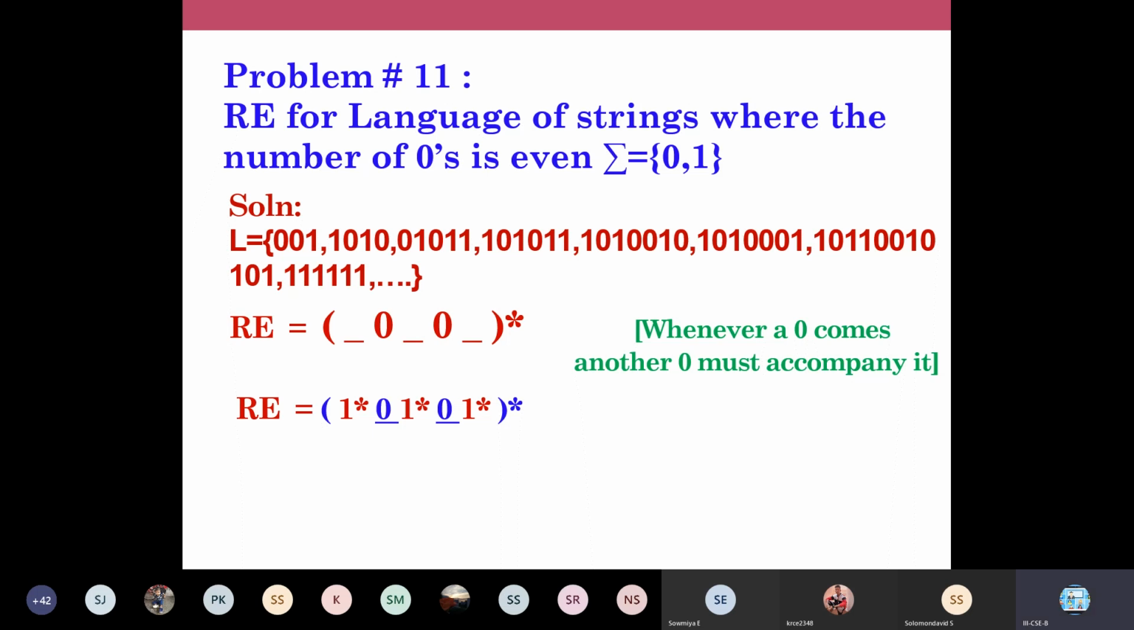So can you understand this? Just analyze this regular expression.